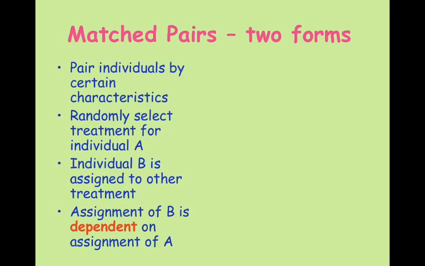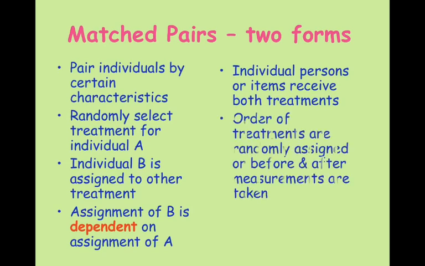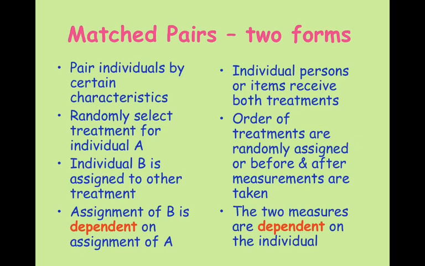The other situation we could have is that our individual people, our experimental units, whatever they are, receive both treatments. In that case, the order that they get the treatments is randomly assigned. So we've randomly assigned them the order of the treatments, or we look at before and after measurements that are taken. In this example of matched pairs, the two measures are actually dependent on the individual. So regardless of which type of matched pairs situation we have, when doing a matched pairs design of a test or inference, we are going to have some sort of dependency in our situation.